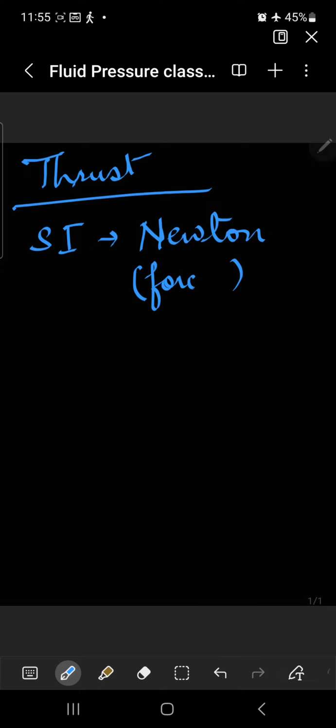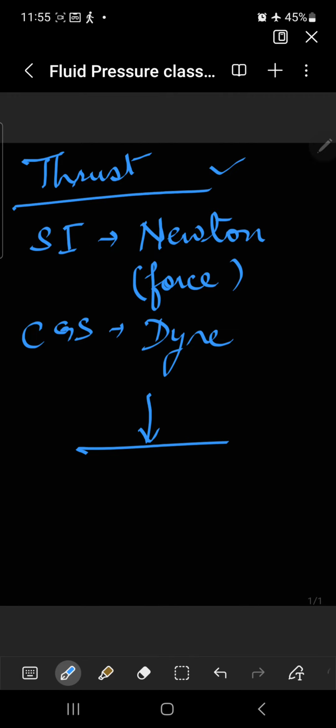The SI unit of thrust is Newton. That is of force also. Newton is an SI unit for force also. And in CGS, the unit is dyne. So this you have to learn. So understood what is thrust? Thrust is a perpendicular force applied on a surface. And its SI unit is Newton, and CGS unit is dyne. Okay.